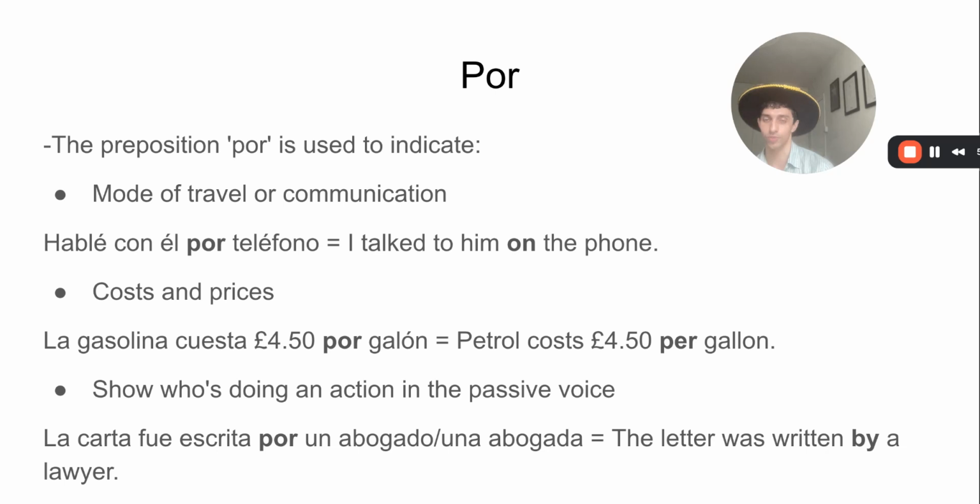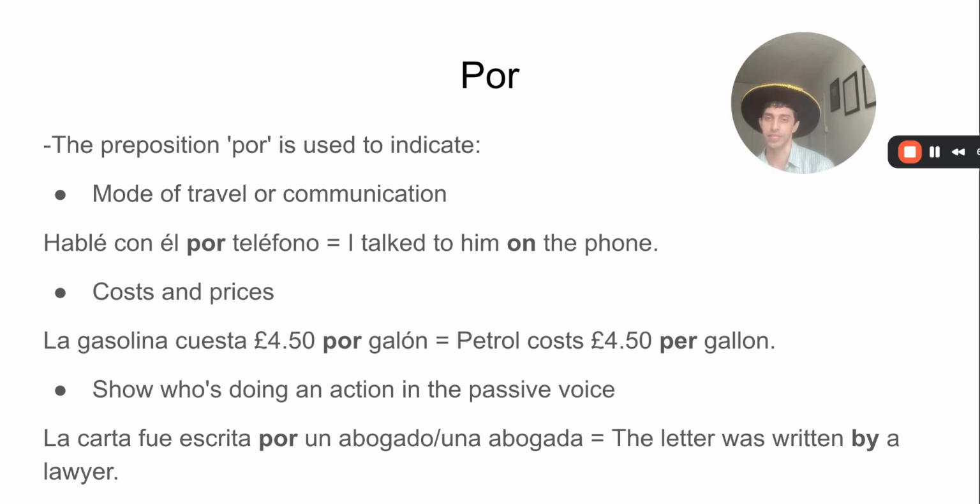So por can also be used to indicate a mode of travel or of communication. You'd say hablé con él por teléfono, for instance, which means I talked to him on the phone. So you can see that por, even though it is usually translated as for in English, can actually have many different translations in English. Here it translates as on. That's what sounds the most natural in English. And obviously, we're using por here because we're expressing a mode of communication, on the phone.